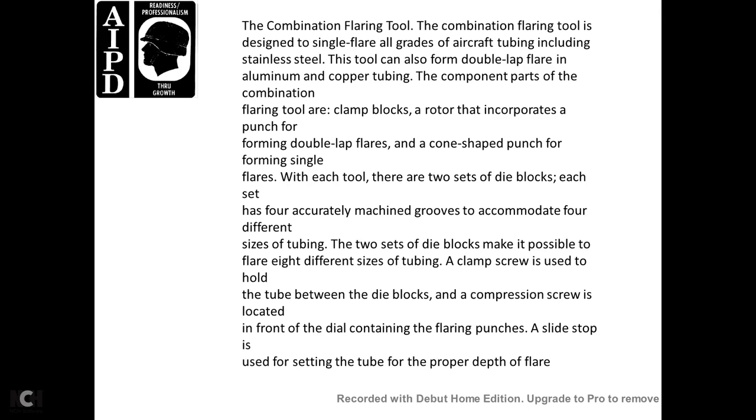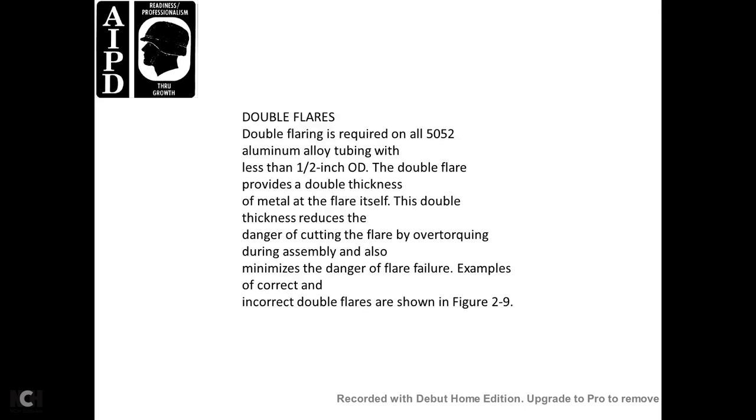Clamp screw is used to hold the tube between the die blocks. Compression screw is located on the front of the die containing the flare punch. The slide stop is used in setting the proper depth of the flare.